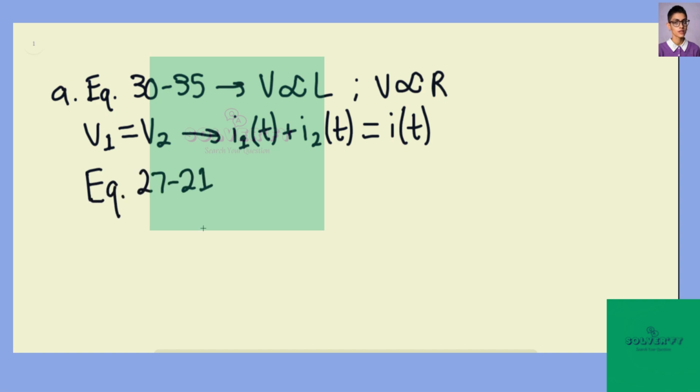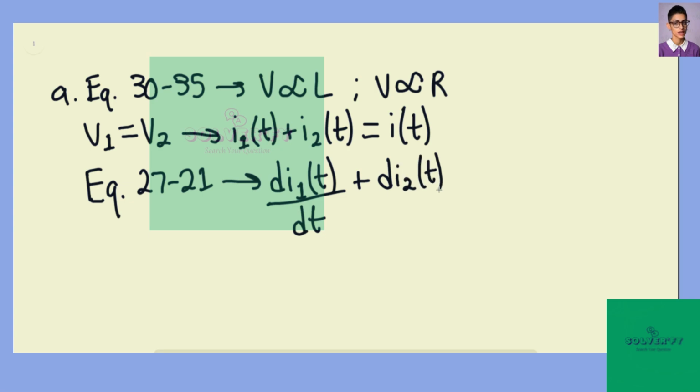2721 for resistors. Essentially, this means that here, the change in the current I sub 1 as a function of time with respect to time, plus the derivative of I sub 2 with respect to time would be equal to, again, dI of t with respect to time.